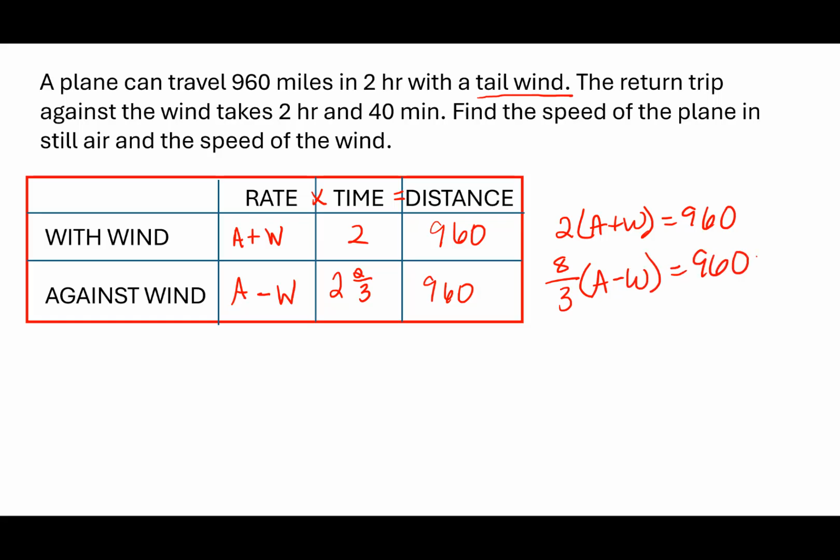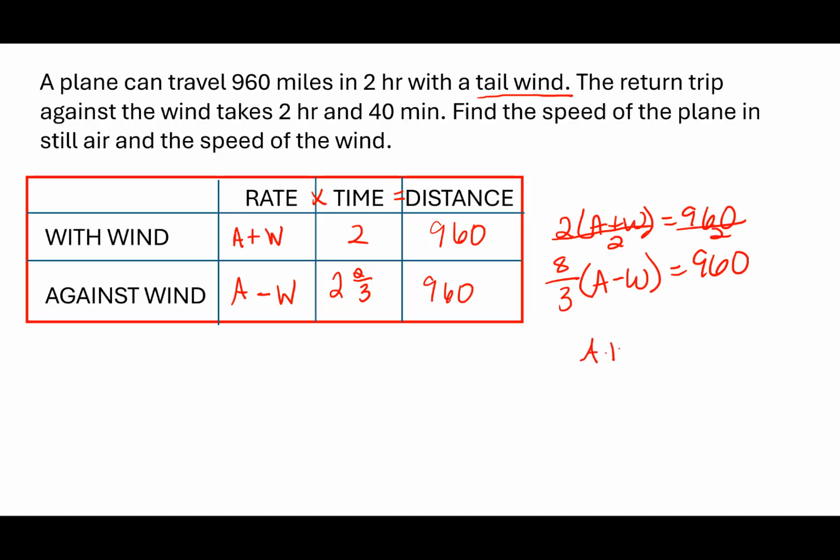And it might be tempting to write 2 times (A plus W) equal to 8/3 times (A minus W). You might want to set those two things equal, but if you do that, you'll only have one equation with two unknowns. So you need to get just these two equations and you need to solve for A and W. So the first thing I'm going to do, just to make everything simpler, is divide that first equation through by 2, because there's no need to have that 2 when it's just making things more complicated.